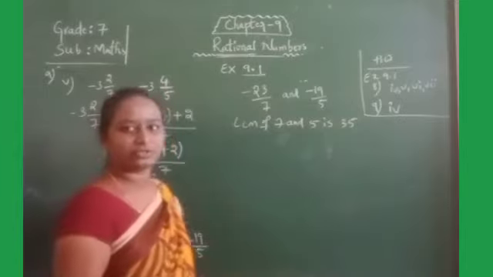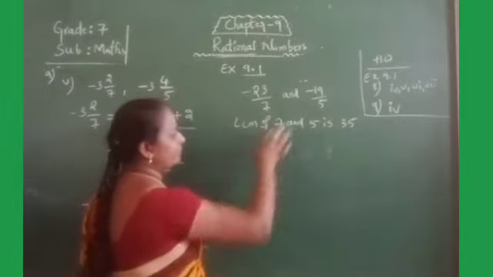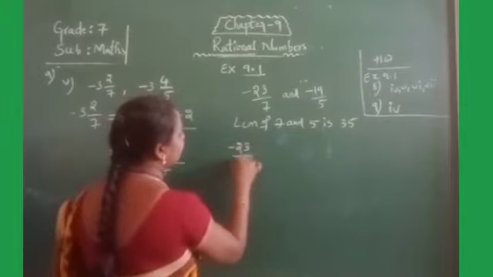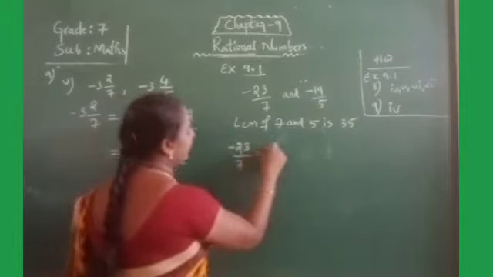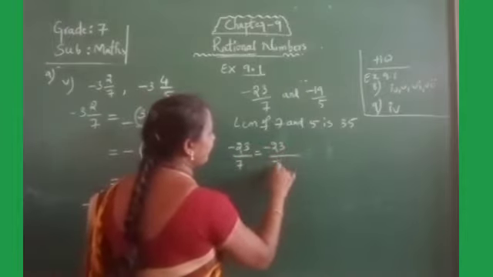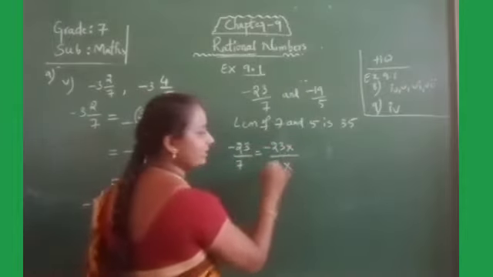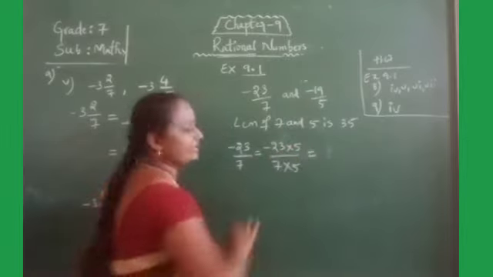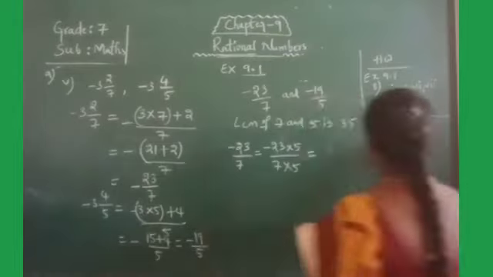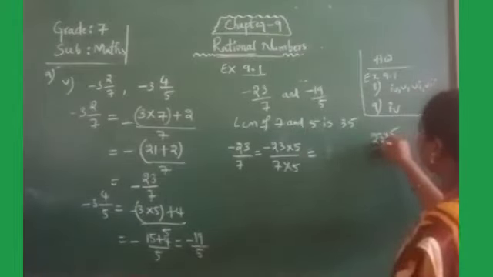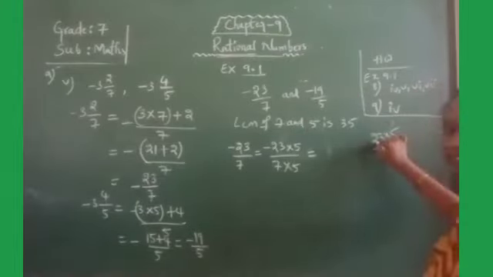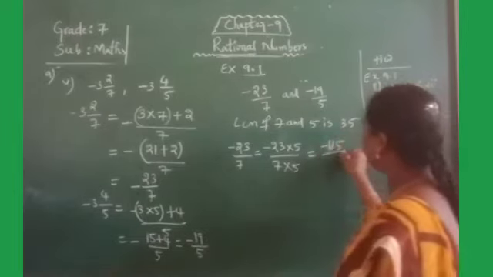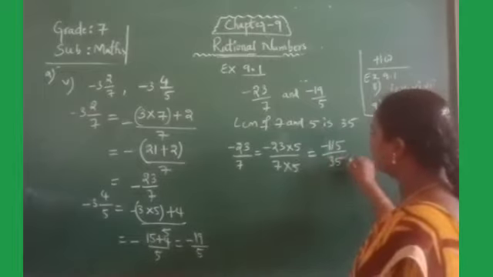We have to show the two fractions with denominator 35. How to write the equivalent rational number of minus 23 by 7? You have to multiply the numerator and denominator by 5. Okay, 23 fives, how much? What is the value of 23 into 5? 5 threes are 15, 5 twos are 10 plus 1 is 11. That is 115 by 7 fives are 35.